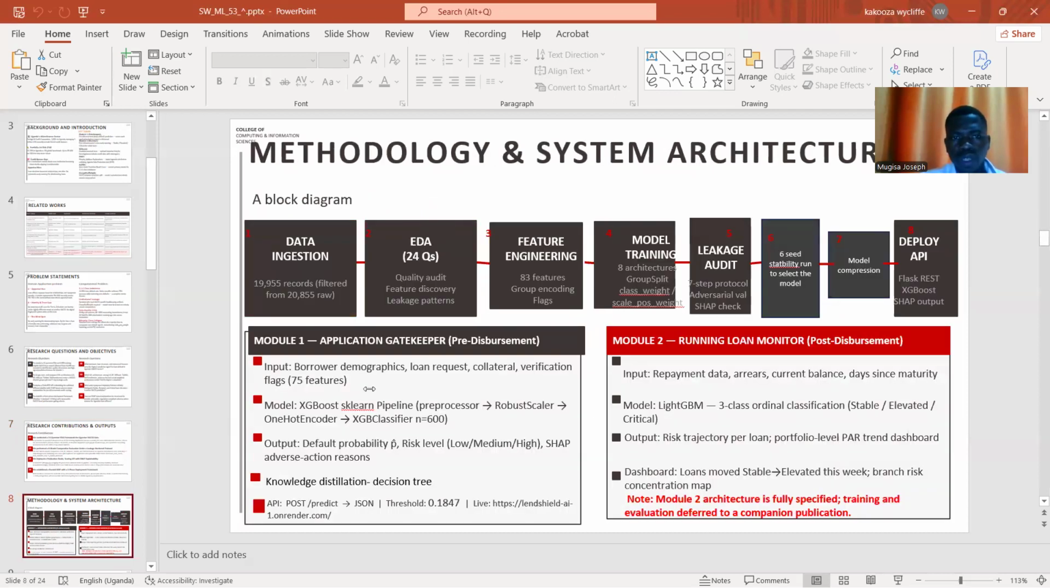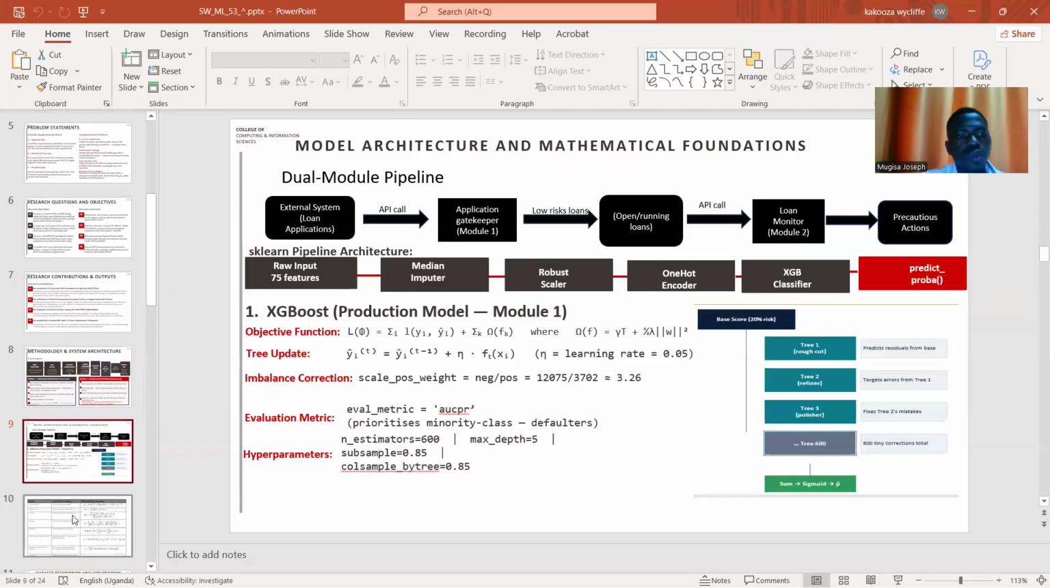Here we present the pipeline of our process, starting from data ingestion through feature engineering, training, and leakage checks, then we carry out the model selection based on stability, then we do our compression, then we deploy. Here we indicate the detail of the module 1 pipeline, including the features it takes as input, the knowledge distillation, and the API that it exposes. We clarify that in module 2, we have its architecture specified, but the training and evaluation have not taken place.